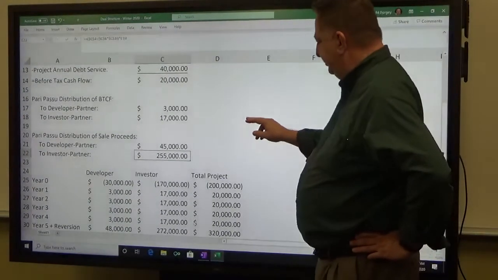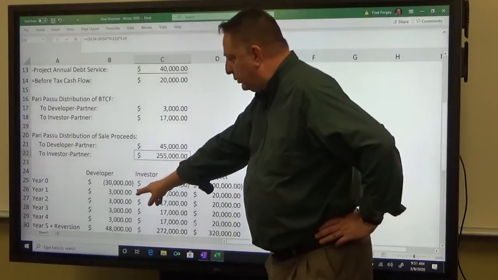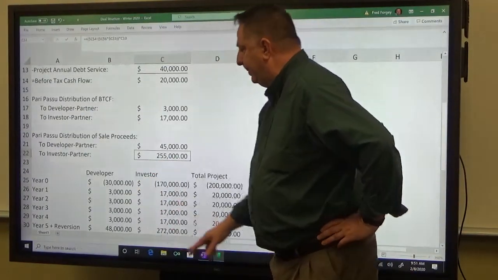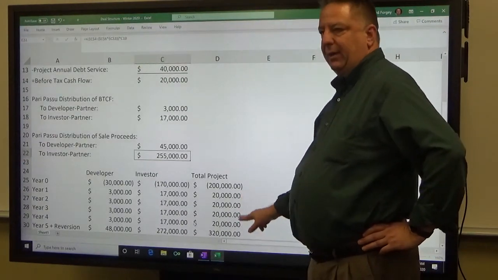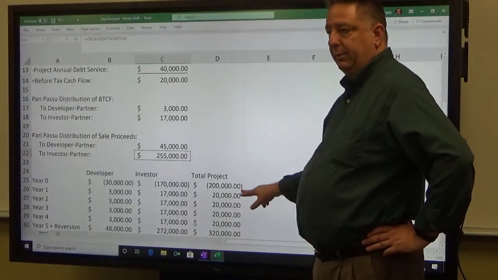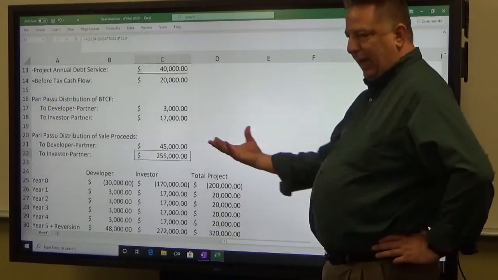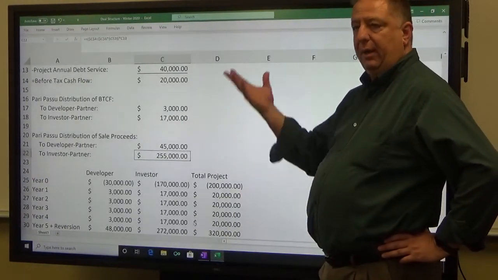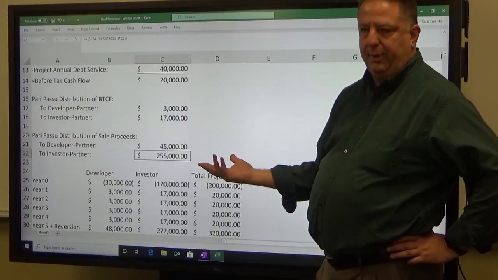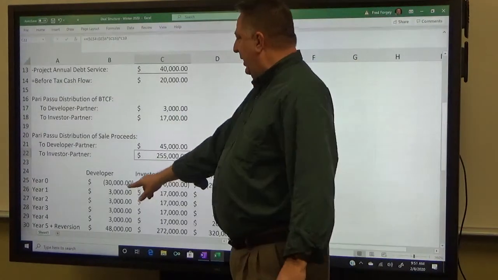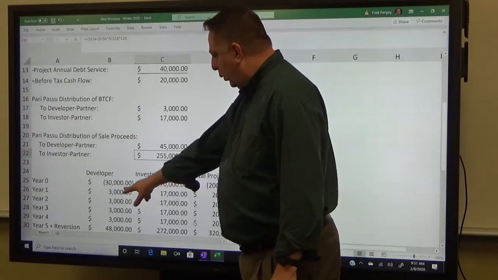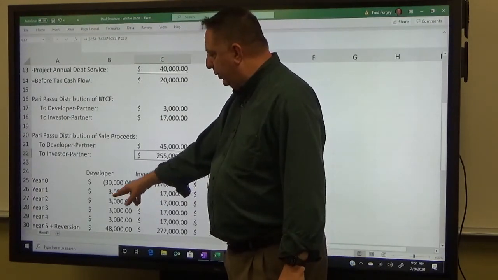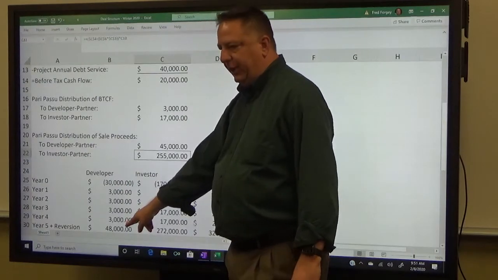So at this point, for years 1 through 4, you know that you've got the before tax cash flow of the 20,000. But you've got to break it out in terms of their proportionate contribution. So in this case, 15% of the 20,000, or 3,000, goes to the developer for each year.